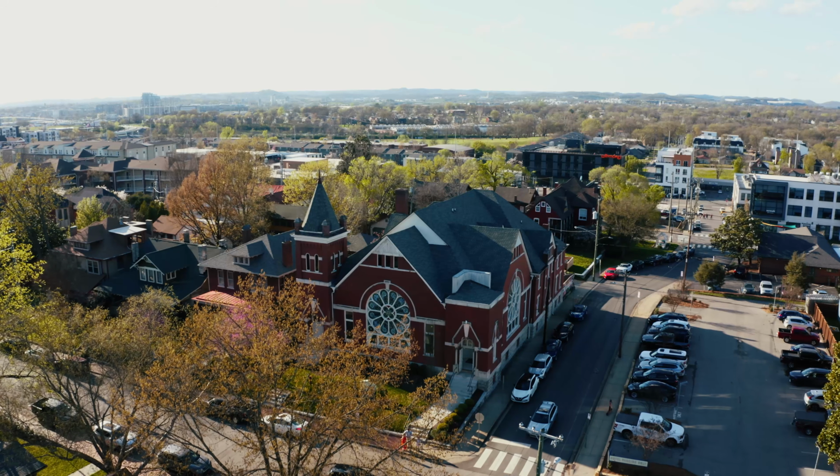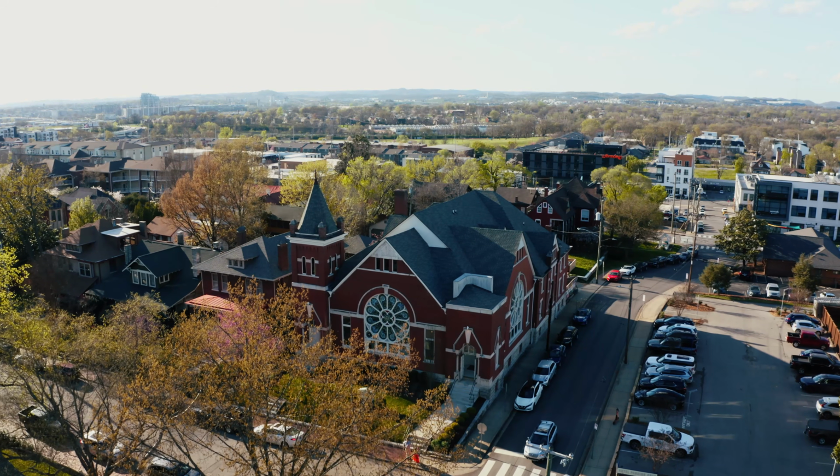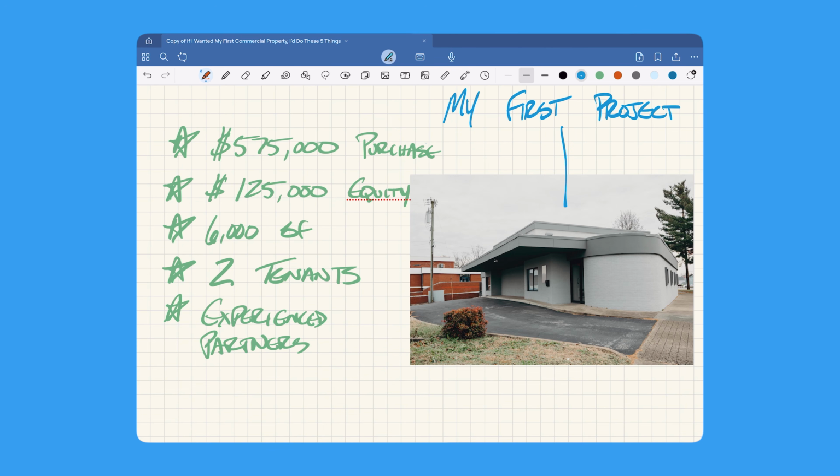But you have to build a portfolio of these assets first. It's critically important, though, that you think about that and you start small. Yes, I'm over $65 million in assets today, but I started off with a $575,000 building with 2 investors 6 years ago.